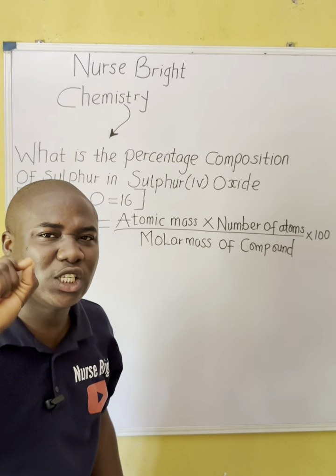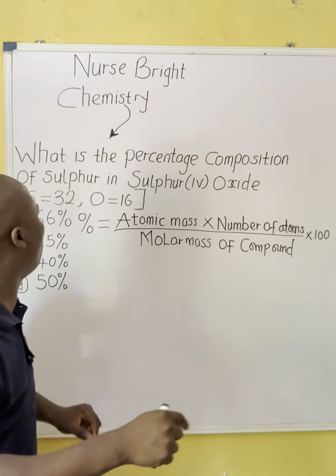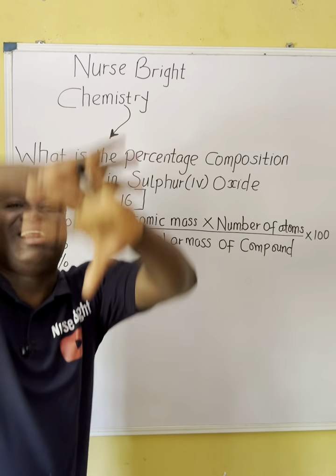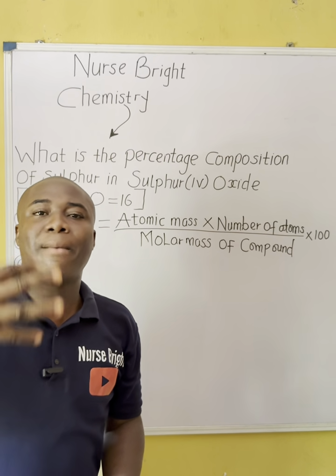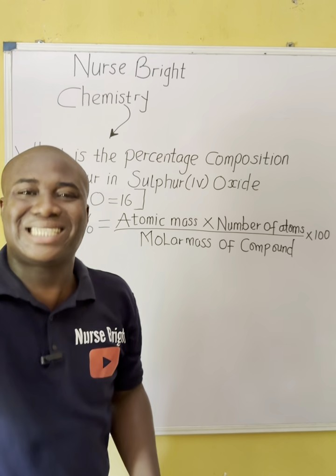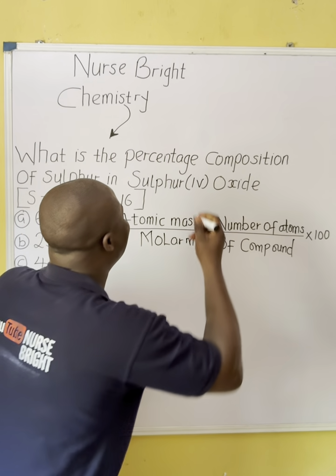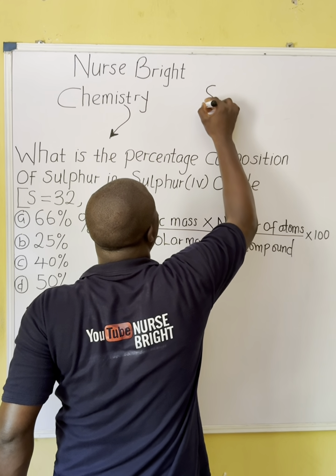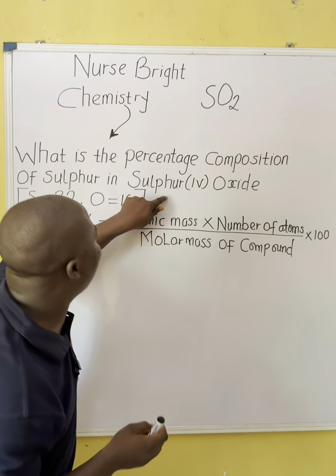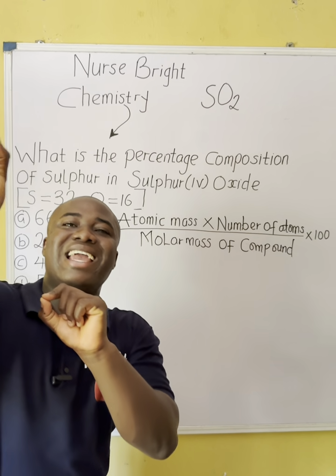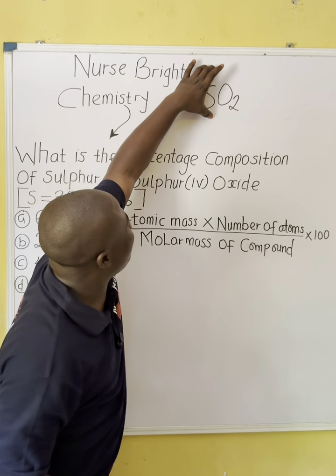Now let's get into this question properly. The question says, what is the percentage composition of sulfur in the compound sulfur 4 oxide? Now I believe you know that the chemical formula for this compound sulfur 4 oxide is simply SO2. If it was carbon 4 oxide, it would have been CO2, but this is sulfur 4 oxide. This makes it SO2.